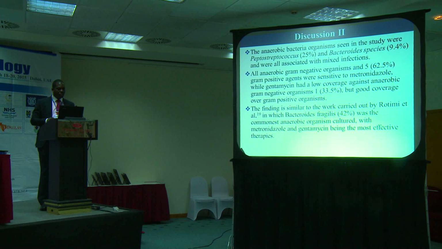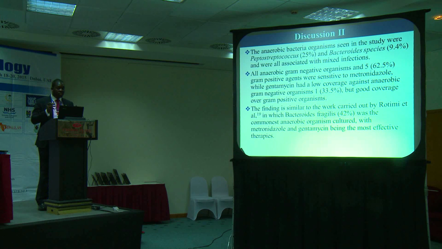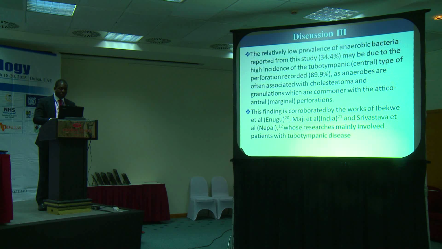This is similar to the study that was done by Rotimi, in which he noted that Bacteroides fragilis was particularly common, at 42%, and the commonest agents he used were metronidazole and gentamicin for the therapy.